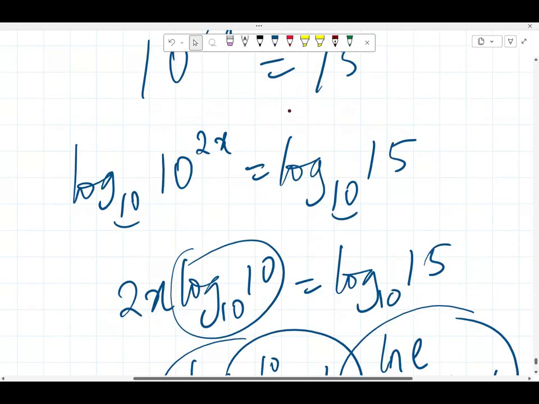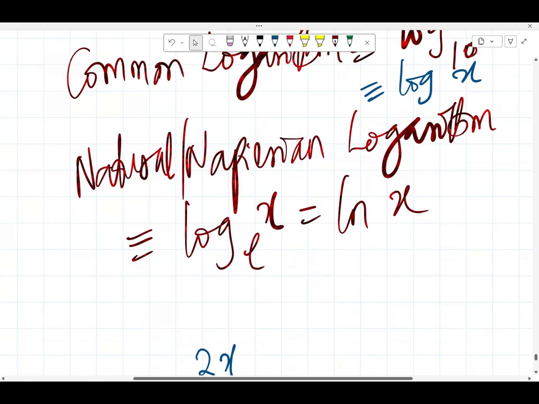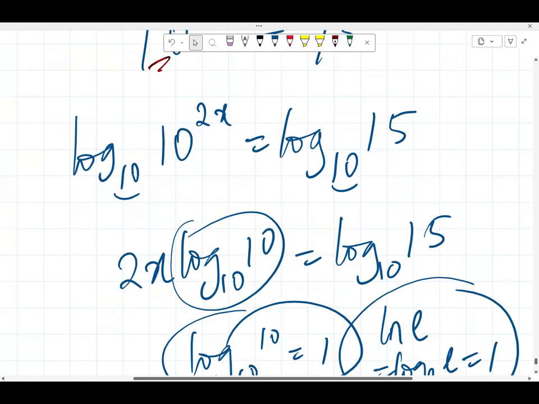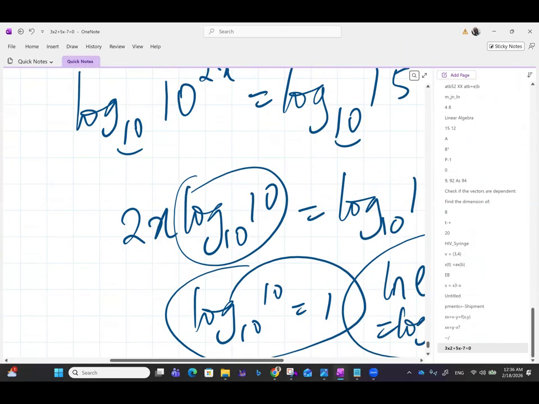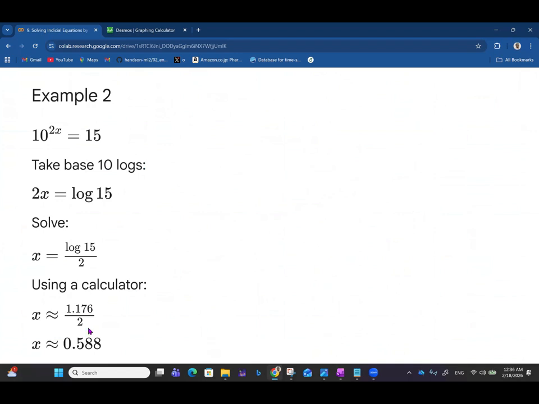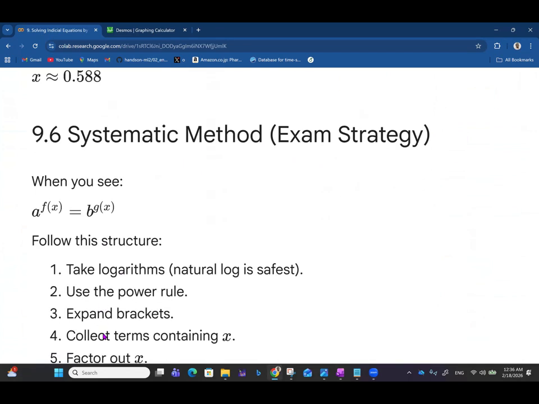The deal here is because you see 10 here, you can easily deploy common log, but the same rules apply for all logarithms, whether it's common or natural. Okay, so we have 0.588 here approximately.